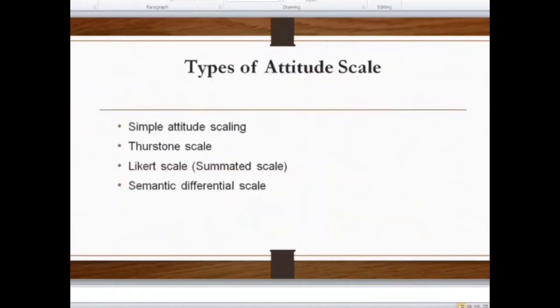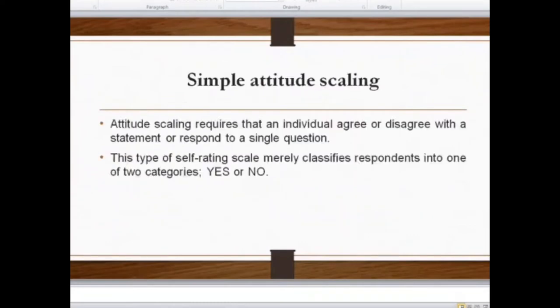Next, we shall see the types of attitude scale. I have mentioned only a few types: simple attitude scaling, Thurstone scale, Likert scale, and semantic differential scale. Now, we shall see them one by one. The first one is simple attitude scaling.